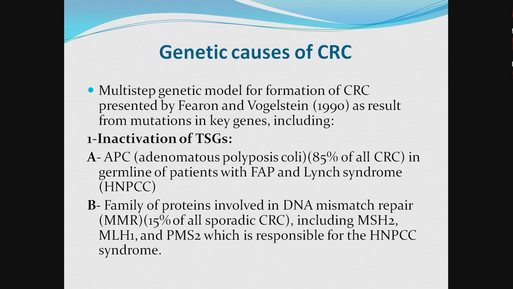The second type is the family of proteins which is important for DNA mismatch repair, MMR, and this is the smaller percentage, 15% of all sporadic CRC, including MSH2, MLH1, and PMS2, which are responsible for the HNPCC syndrome.